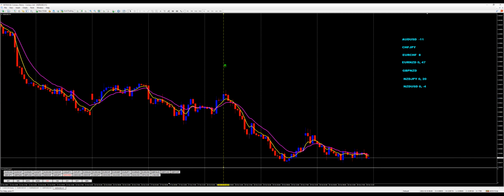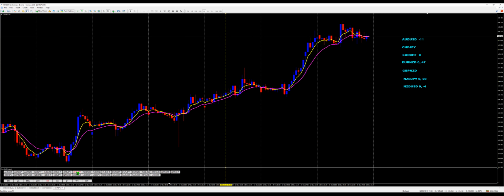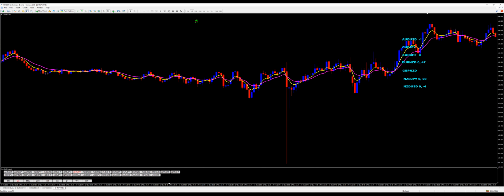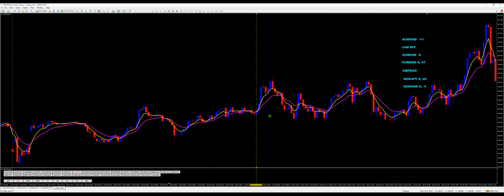So now we come to the next day. This is right there. And we start over again. Aussie dollar, we're looking to sell. It's not set up. And next one is Swiss yen. We're looking to buy, and that is set up. So we go to 5 minute. And we get a trade immediately.